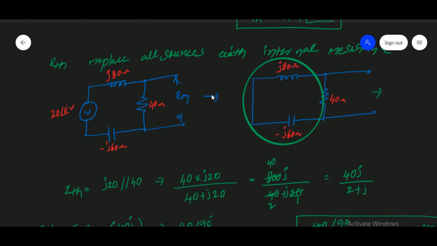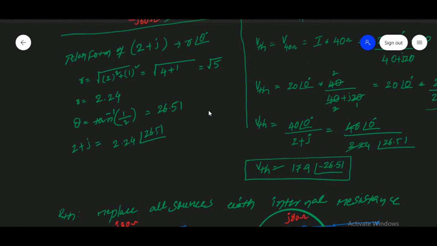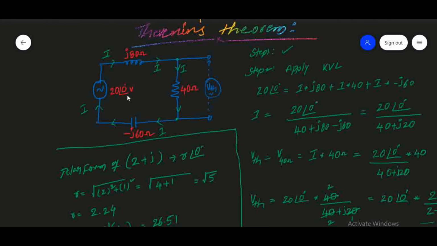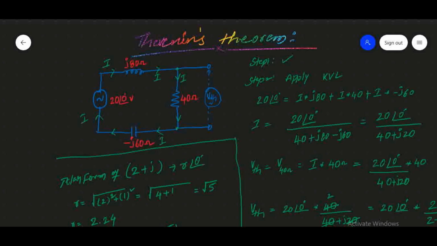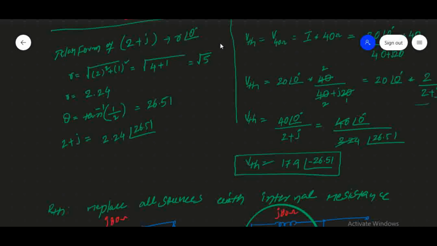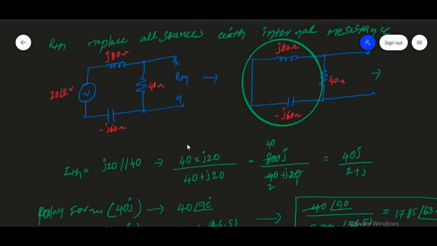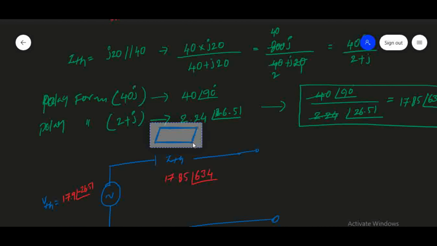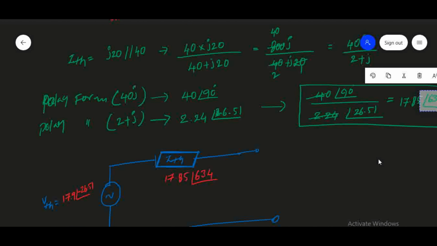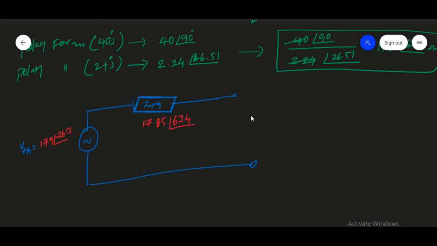In the last class, we considered this circuit with 20 volts, j80, 40, minus j60. We reduced this circuit with the help of Thevenin's theorem. We got the answer. So this is your equivalent Thevenin circuit. Now we are going to see Norton's theorem.